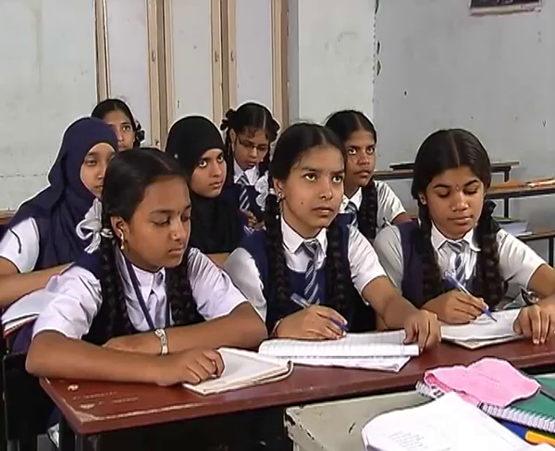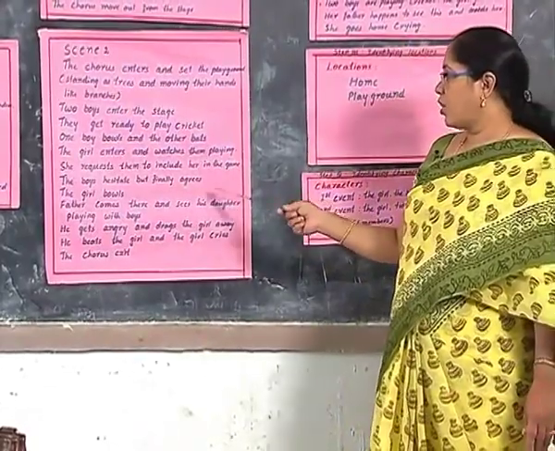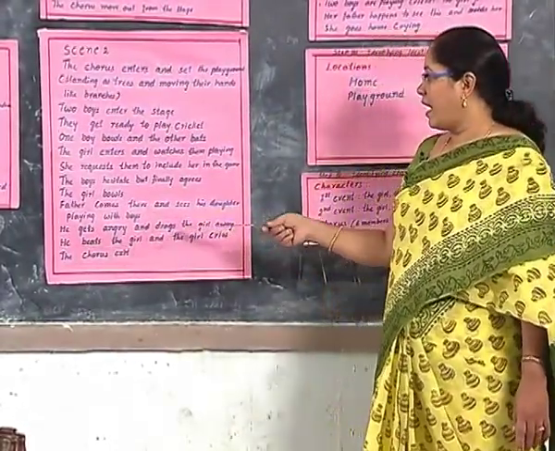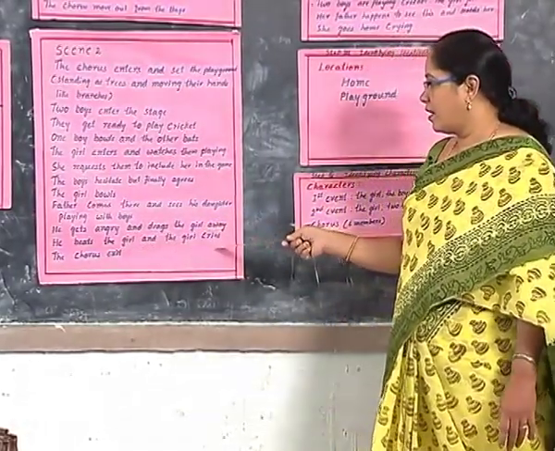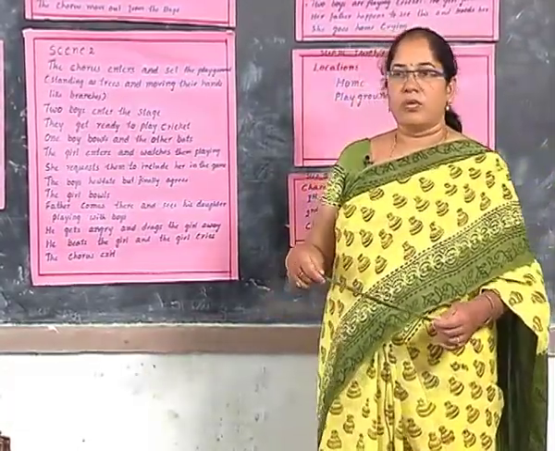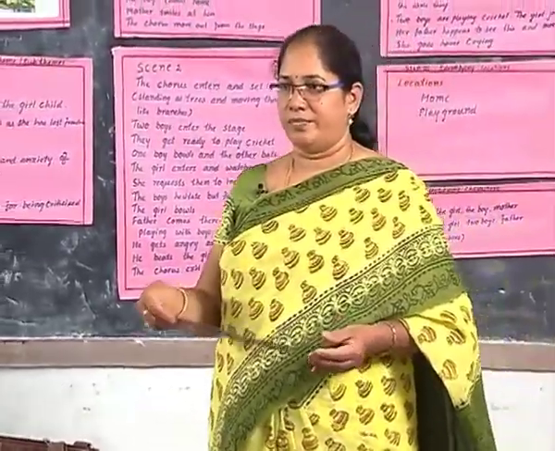The girl bowls. Father comes there and sees his daughter playing with boys. He gets angry and drags the girl away. He beats the girl and the girl cries. The chorus exits. Okay. So, shall we perform the choreography? Yes.